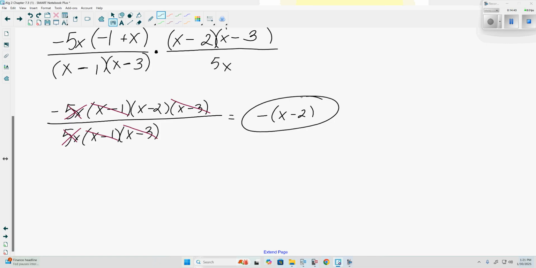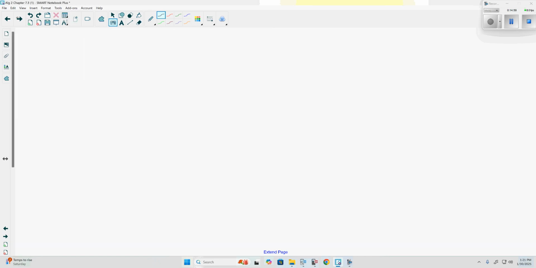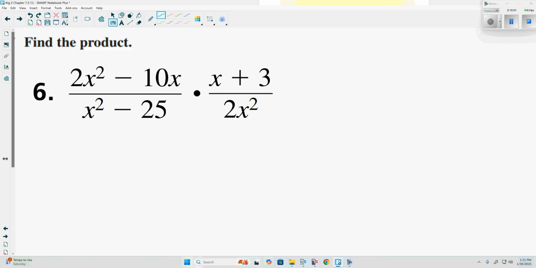So the biggest part of this here is just what? Factoring. We factor it out, we factor it down, multiply, simplify. Questions on this here? Questions on any of these so far?